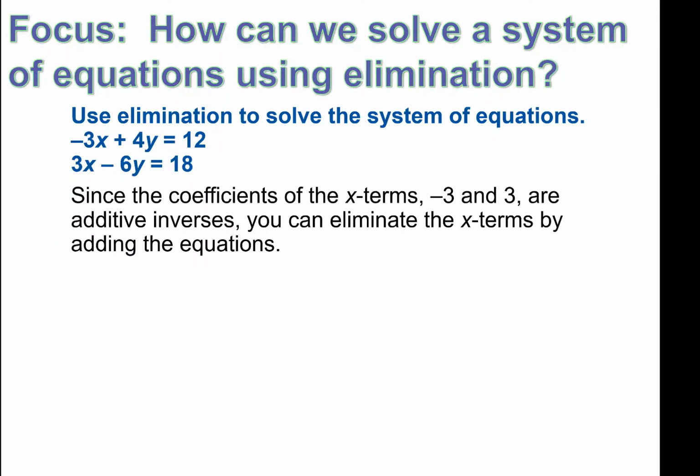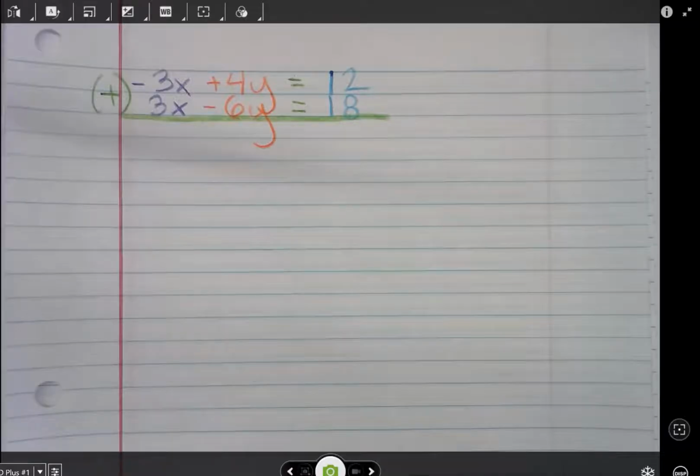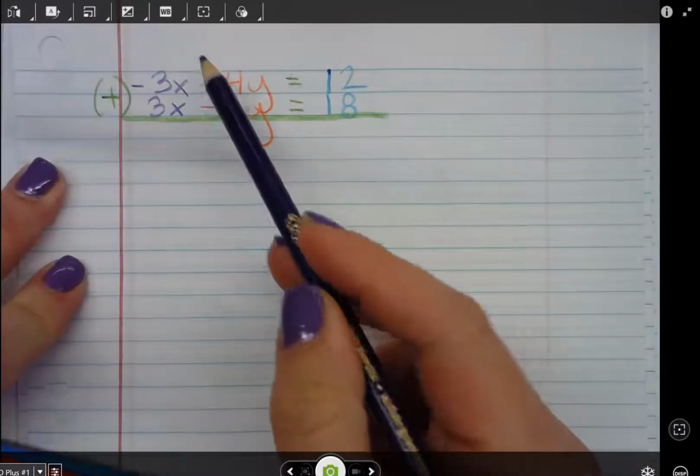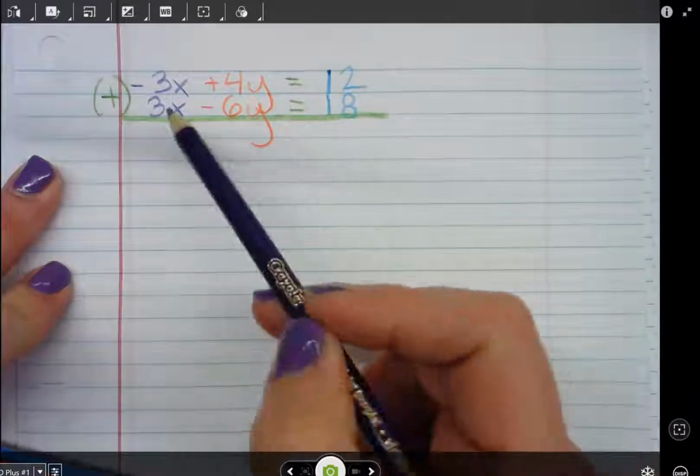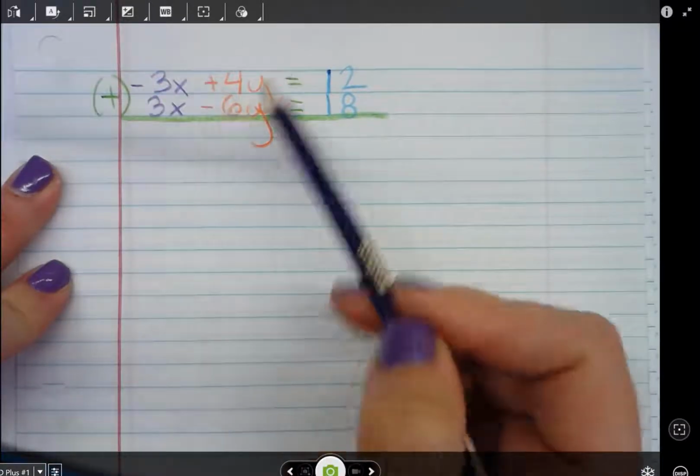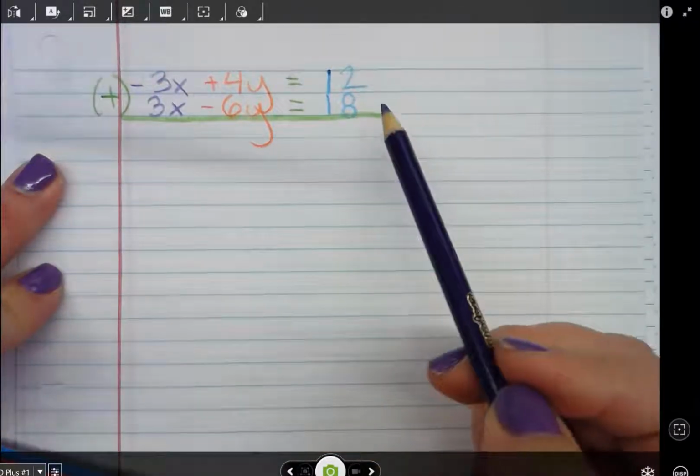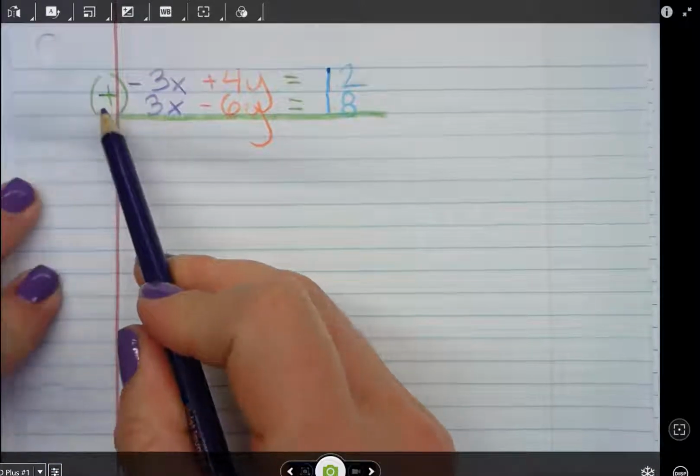We are going to use elimination to solve the system of equations. Since the coefficients of the x terms, -3 and 3, are additive inverses, you can eliminate the x terms by simply adding the equations. So if we take a look here, we have the two equations. Notice my like terms are all aligned. The x's, the y's, and the constant terms. I'm going to add the two equations together.